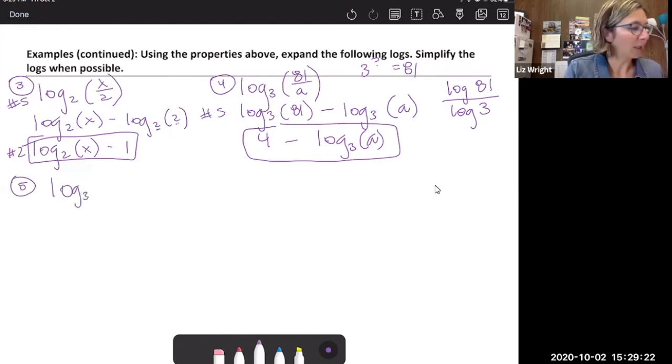All right, so our next one is going to be log base 3 of 9 to the 4th. Which one does this look like? Which property? Should be number 6.